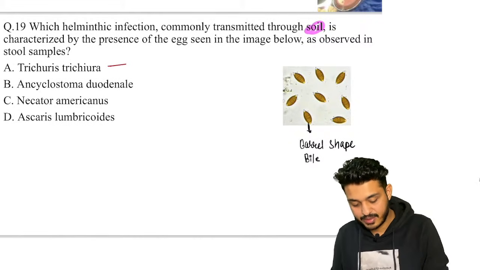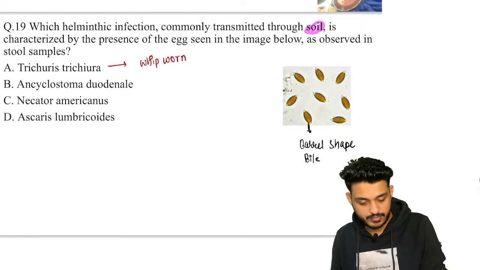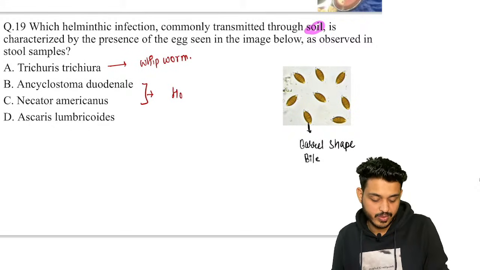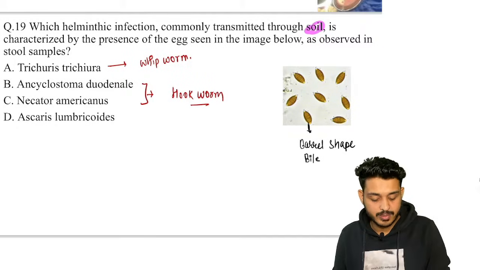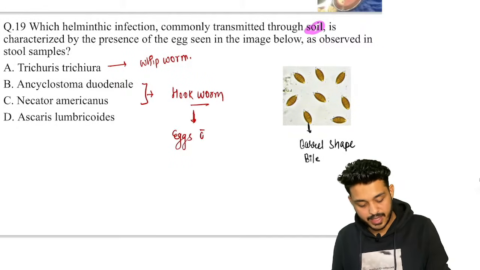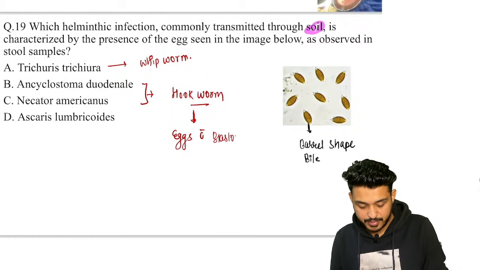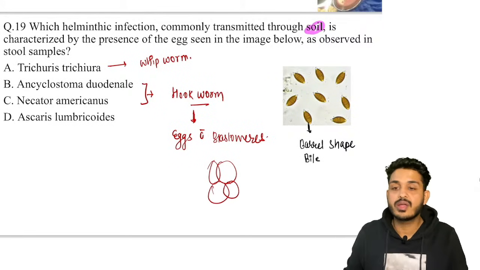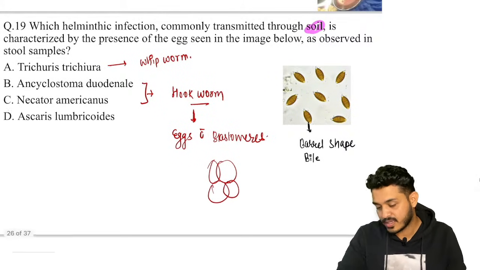Trichuris trichiura, very important, your last exam question. This is also known as whipworm. Ancylostoma and Necator are also known as hookworm. They are together known as hookworm. And remember, these hookworms have eggs with blastomeres. Blastomeres means segmentations are going to be there like that. So these are the eggs with the blastomeres, right?